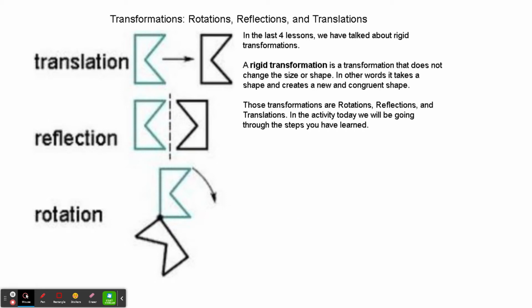The last four lessons that we have looked at, we've talked about rigid transformations, and just a reminder, a rigid transformation is one that does not change size nor shape. In other words, the new shape that is created, the image, is a congruent shape. And again, those transformations that we're looking at are rotations, reflections, and translations.